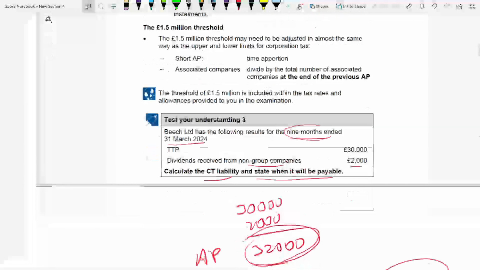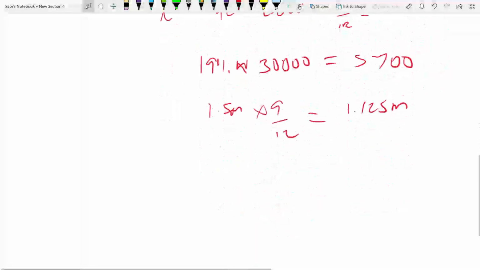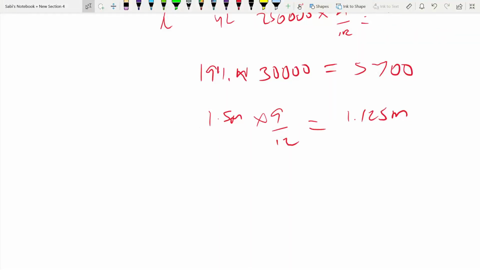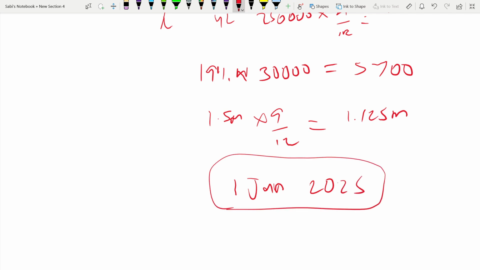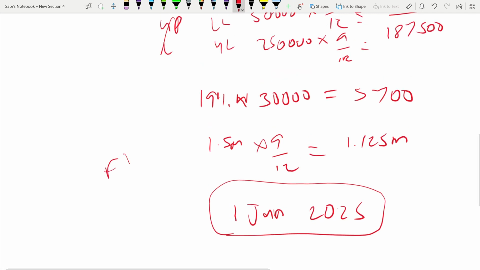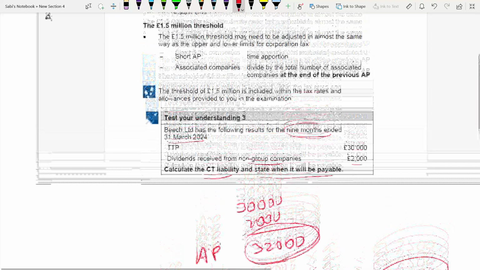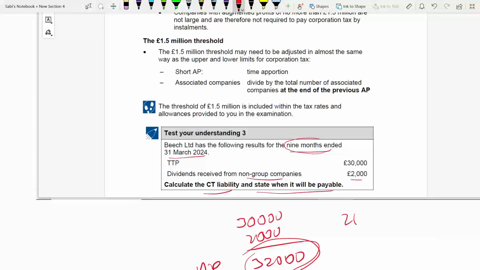So 31st March, 9 months, 1 day. So 9 months from 31st March is 31st December, and 1 day after. So 1st January 2025 is your due date. 9 months, 1 day. Okay. And one more thing that I've missed out, which is very important, is your financial year. Whether everything falls in 1 or 2 separate years. In this case, thankfully, everything is in 2023.